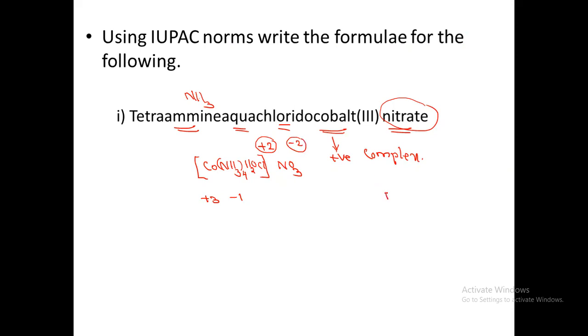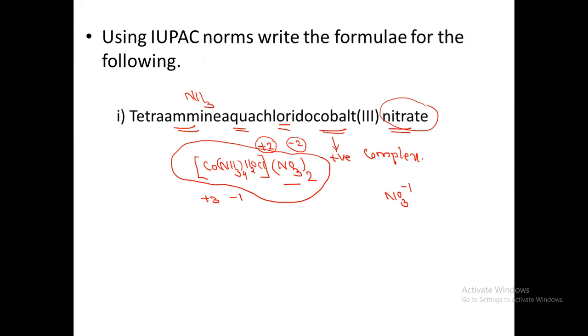What is the charge of NO3? The charge of NO3 is -1. So how many counter ions are needed? You need 2 NO3. To have -2 charge, you need 2 NO3. So what is the answer? The answer is Co NH3 4 times H2O Cl within the square bracket, and the counter ion is NO3 twice.